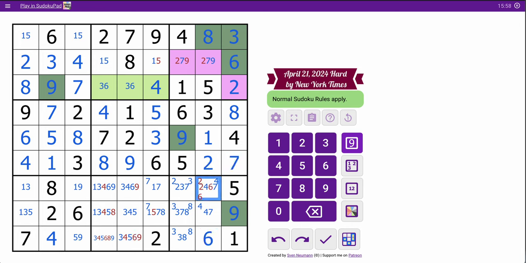6... Neither 2 nor 6. Okay, 4, 7 is all we've got in there. So this isn't 7 and can't be 2. It's a 9. That's 7. So this is 3, 8, which places that as a 2.